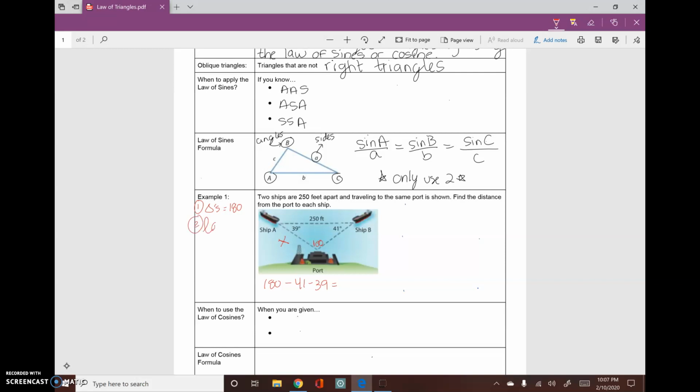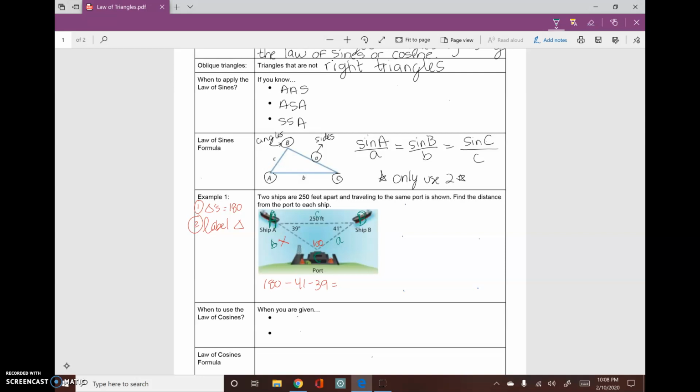Step 2, we are going to label the triangle because it didn't give me letters. This is already ship A, so let's call this A. And I know it's kind of hard to see. This is already ship B, so let's call this B. And then we're going to call the port C. And then that can tell us how to label the little ones. That's capital A. This is lowercase a because across. Capital C, little c, capital B, little b.